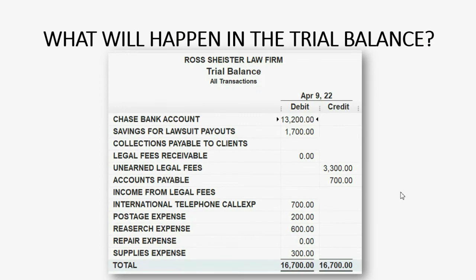And what will happen? Well, of course, income from legal fees will increase by $1,700 because we just earned $1,700 in legal fees, and collection from lawsuit payouts will be 0. And it will be 0 because we will take the remaining $1,700 and declare that we earned it. And that's what makes this $12,700.